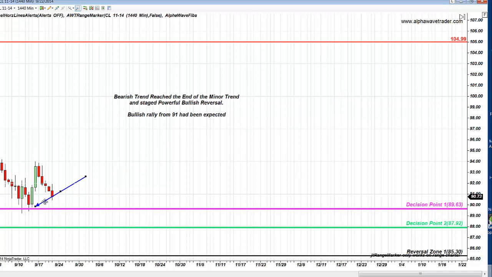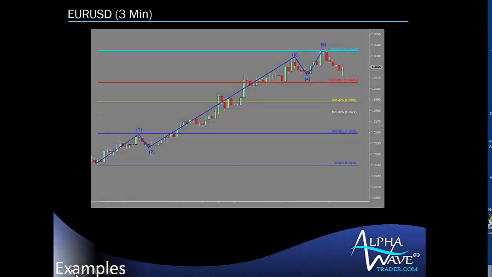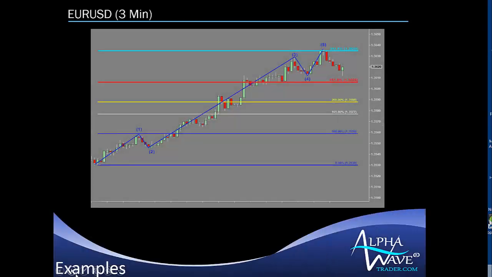All you have to do is play by the rules. And if the rules are met, you take a trade. That simple. You just have to identify what instrument and what time frame is appropriate for you and your account size. So here's a couple of examples. As you could see, exactly the same structure, euro 3 minute.